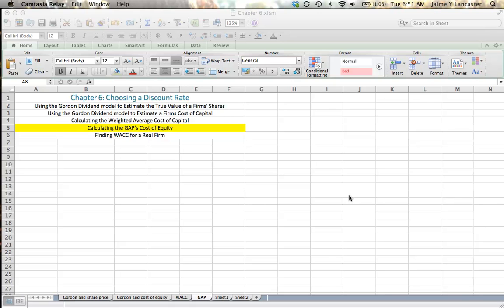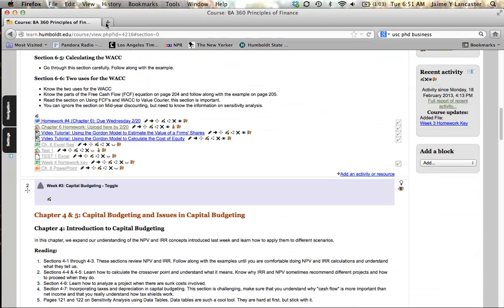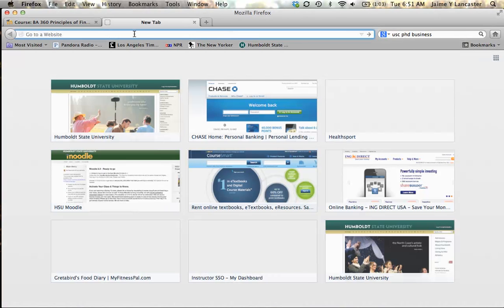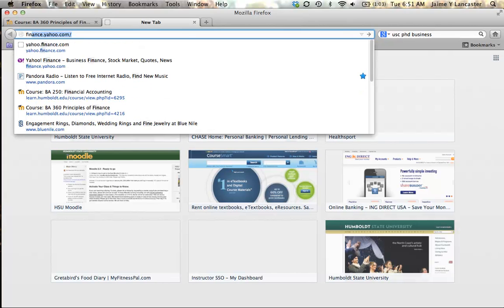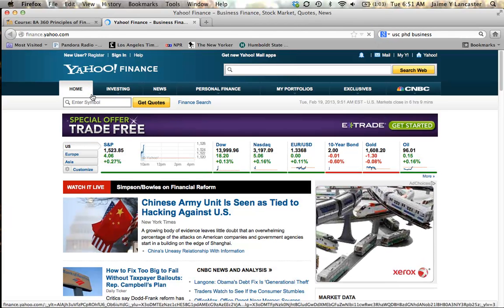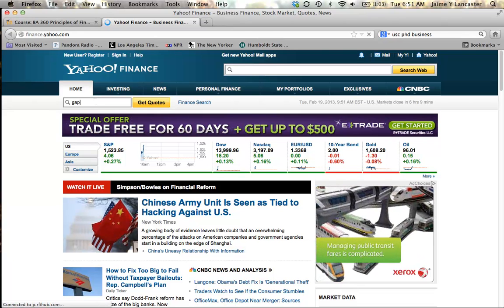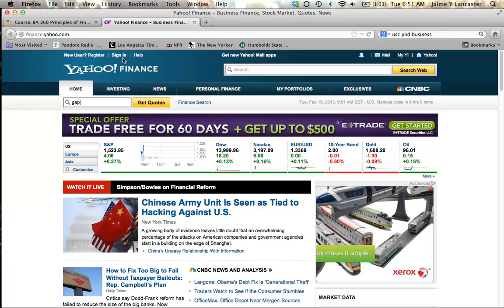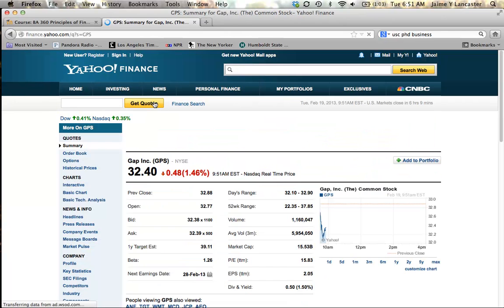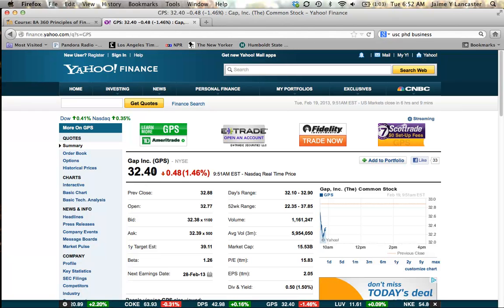So let's get started. The first thing that we do is we go to the internet and we go to a website, Yahoo Finance, and the website for that is finance.yahoo.com. There's a few pieces of information that we need to find. First is we need to look up the company. We can look it up oftentimes by typing in the name of a firm, the Gap, and it brought us straight to it. That won't always work.